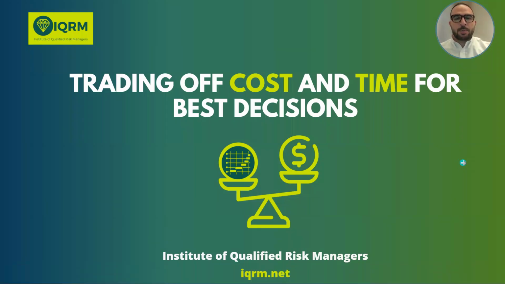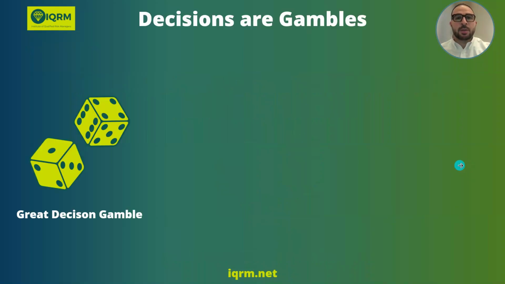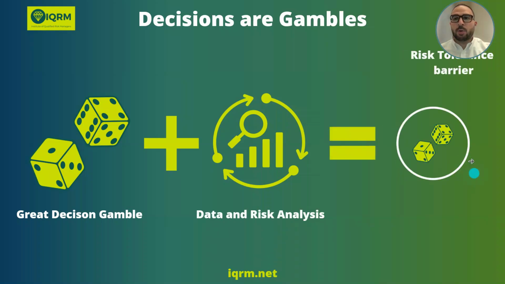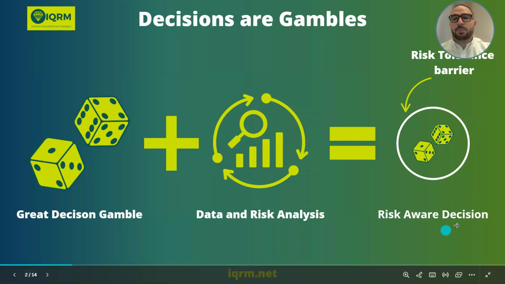So, today I'm going to give you a journey about how to trade off between cost and time for best decision making and how to integrate this into risk management. In IQRM, we believe that every decision is a gamble. To control these gambles, we have to do data and risk analysis and put it inside a barrier, what we call a risk tolerance barrier. This helps us produce what we call a risk-aware decision.